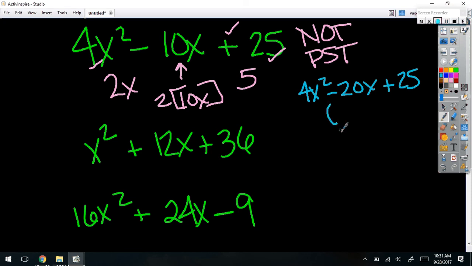This is the easy part. Identifying it is the hard part. 2x, the first sign, minus 5, squared.